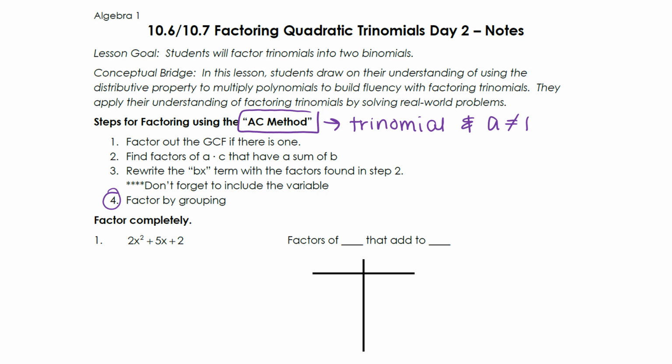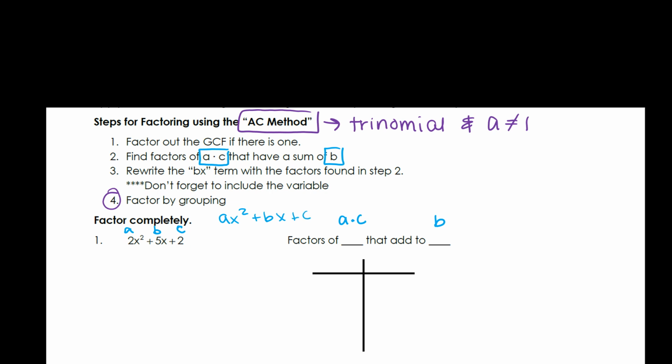So similar to simple factoring, we have to find factors of a number that add up to a different number. Now on AC method, it's factors of A times C that add up to be B. So you'll see that's in step 2 right here. So find factors of A times C that have a sum of B. A in this case is 2, B is 5, and C is also 2. So remember, it's AX squared plus BX plus C. It will always be written like that. So factors of A times C would be 2 times 2, which is 4, that add up to be B, which would be 5.